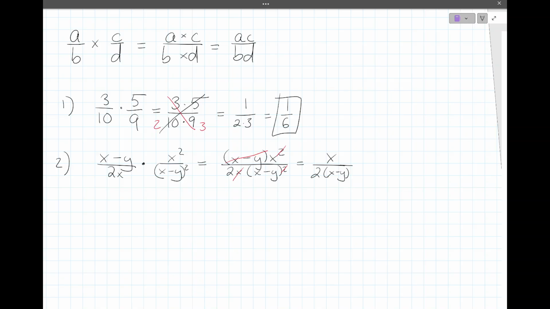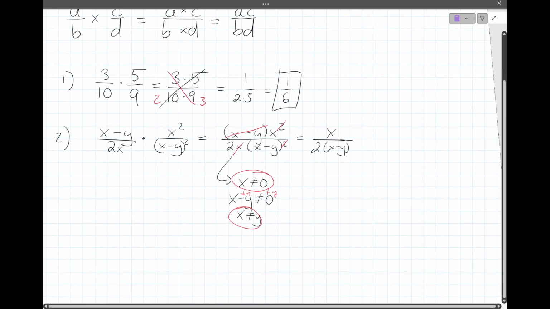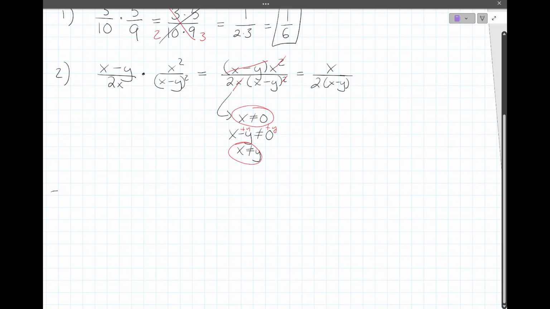Now, at this step here, we should take restrictions, and we know that x can't equal 0, and we know that x minus y can't equal 0, so x cannot equal y, right? Because at that point, I'm just going to add y to both sides, and then I'll get x can't equal y. So those are my two restrictions, there and there, right? Those are values of x I cannot have. All right, let's try 3.